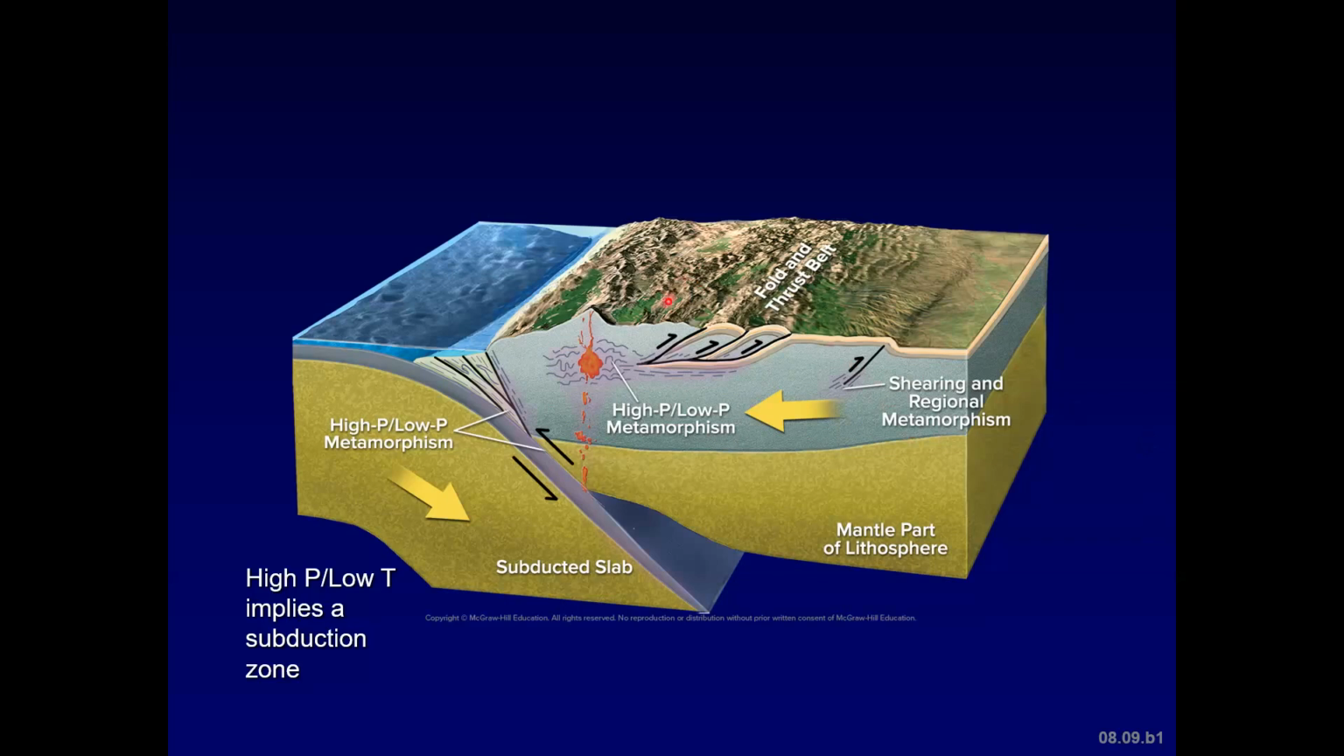And then we get a fold and thrust belt forming on the landward side of the main belt of magma, and that's going to be associated with regional metamorphism. So metamorphism all in these areas. Low pressure but high temperature is always going to imply magmatic heat in this situation.